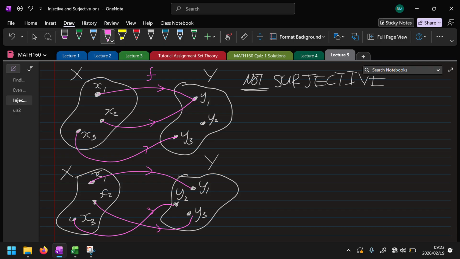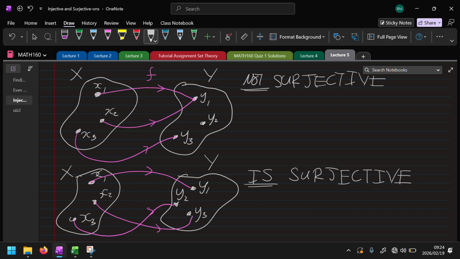And we're going to play the game again. We go through every element in the codomain, and we check that there is at least one, not one, at least one element in the domain that maps to it. Okay, so let's play it again. y1, yes. y2, yep. y3, yes. So it is surjective. Yeah, so that's how we can use the picture to quickly see.